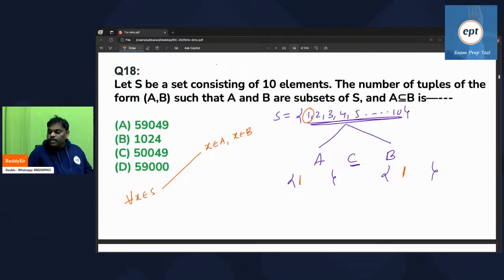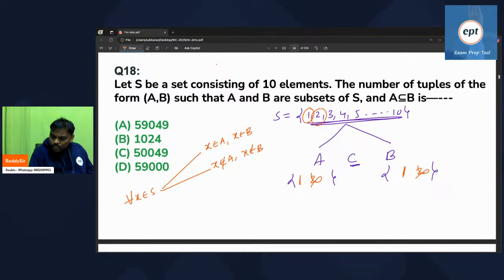One more possibility: if you take 2, you can keep it in both the groups. If you don't want to keep it in either group, that is also no problem. That is one more choice: x does not belong to A and x does not belong to B. Keep in both groups or don't keep in both groups, either is fine.